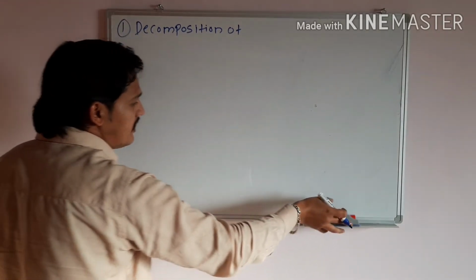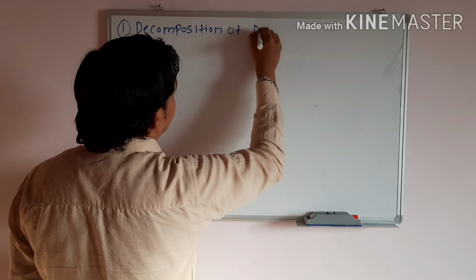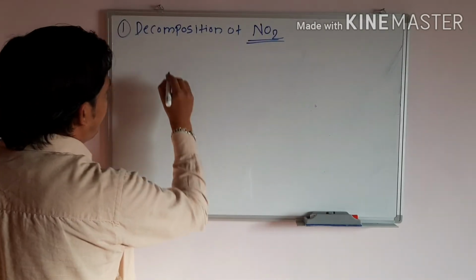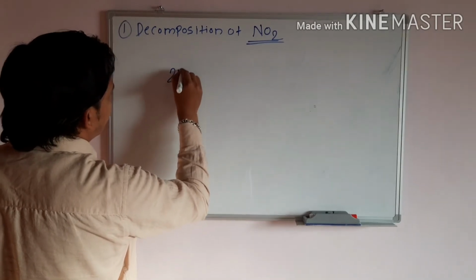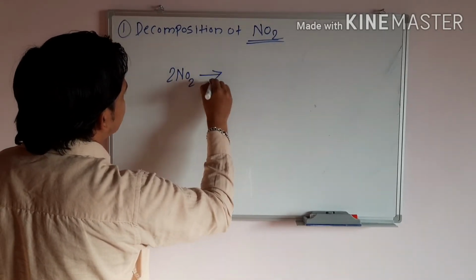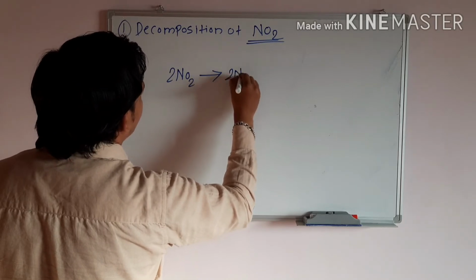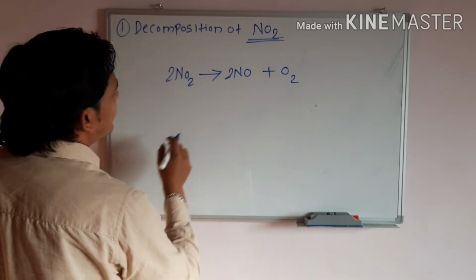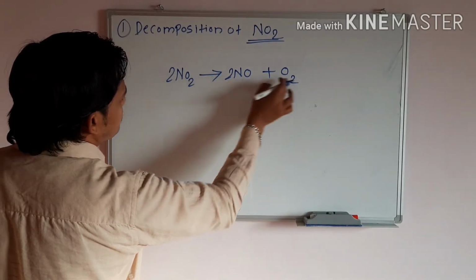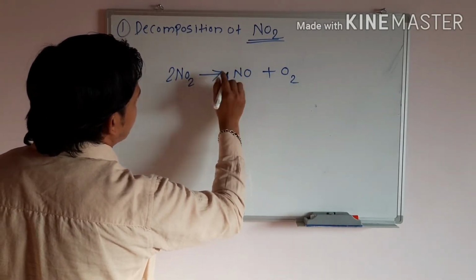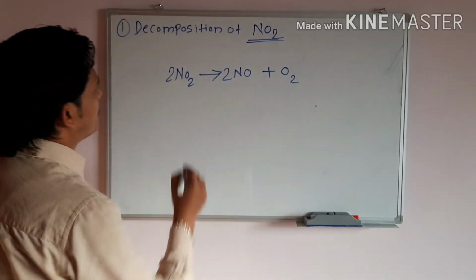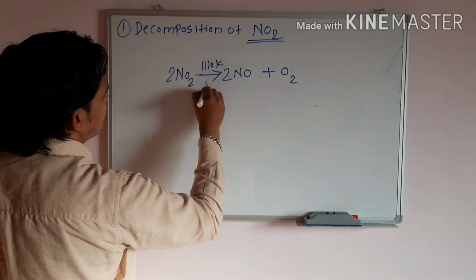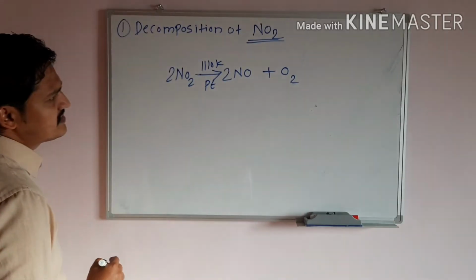decomposition of nitrogen dioxide. Decomposition of nitrogen dioxide, and directly balance that. 2 NO2 gives 2 NO plus O2, whether it is balanced or not. 2 nitrogen, 4 oxygen, 4 oxygen, 2. Okay, this is the reaction that happens at 1110 Kelvin on platinum surface also.